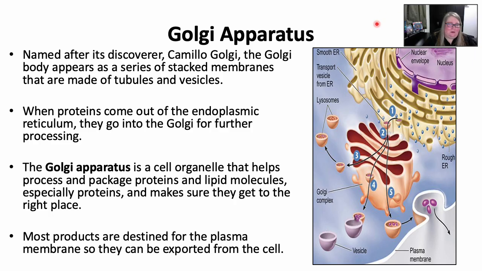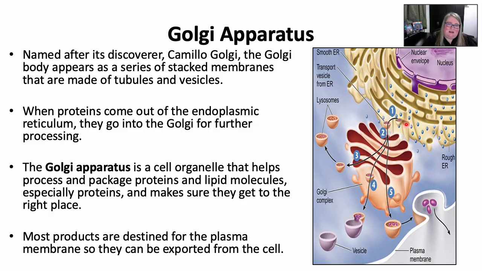So the last organelle that we're going to talk about that's part of the endomembrane system is the Golgi apparatus. Now this is one of those organelles that's really weird because it's actually named after the scientist that discovered it, Camillo Golgi, if I said that right. He's an Italian scientist. So the Golgi apparatus is a lot like the endoplasmic reticulum. It's made up of a series of stacked membrane sacs and tubules and vesicles.